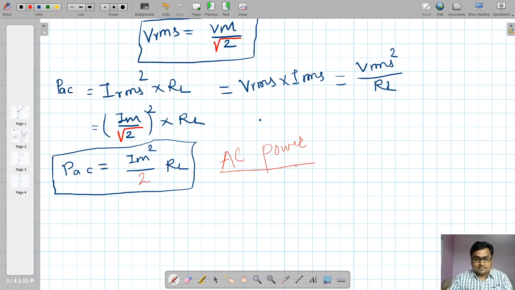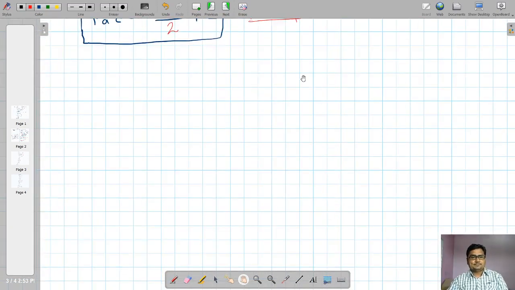Now this is about the power. It means till now, how many parameters are we done with? We are done with 6 parameters: DC current, DC voltage, DC power, AC current, AC voltage and AC power. Right? So 6 parameters are done.